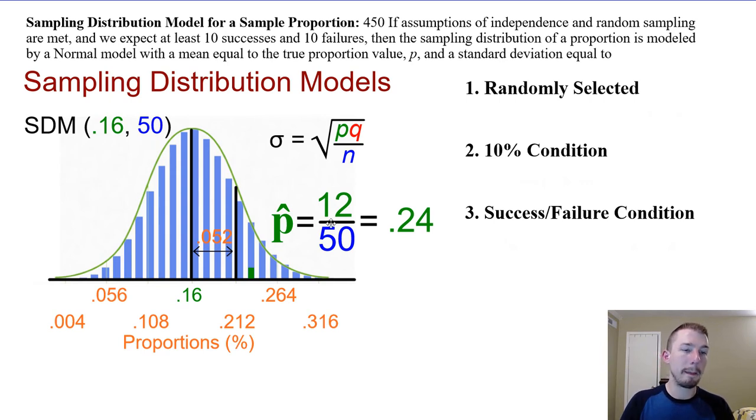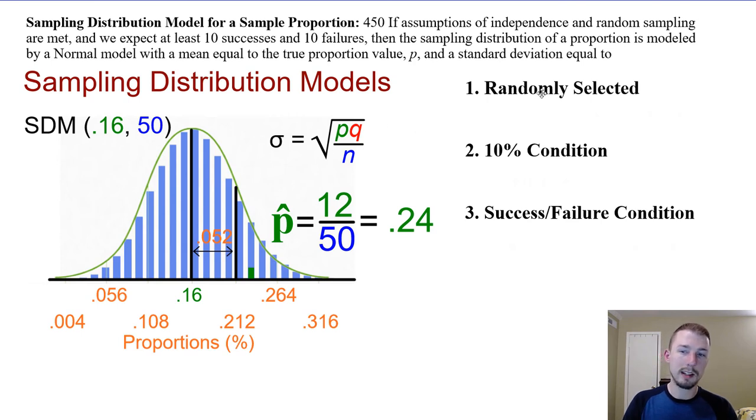So our sampling distribution model has two parameters. It has the true proportion, whatever that value is, and then the second part is going to be the size of the sample. Okay, so I think that's pretty much it. If assumptions of independence and random sampling are met, and we expect at least 10 successes and failures, then the sampling distribution of a proportion is modeled by a normal model with a mean equal to the true proportion value p, and the standard deviation equal to this part right here. So p times q divided by n, take the square root of that.